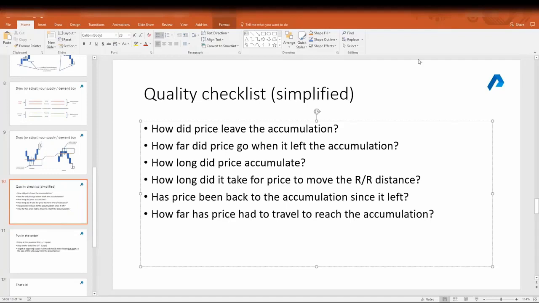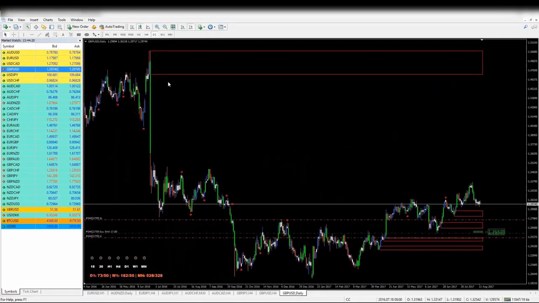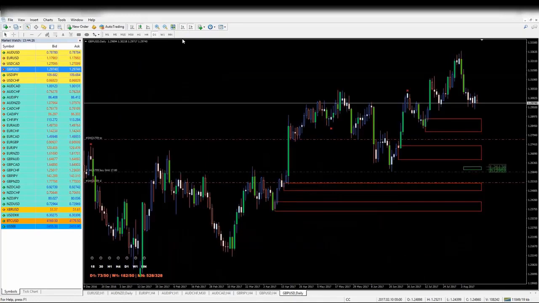Yeah, and that's pretty much the checklist. I wouldn't overcomplicate it. I would just look for the areas where price really manages to cut away. You want to see opposing supply and demand consumed. You want to see market structure fail. And this is going to definitely increase the likelihood of these areas holding.